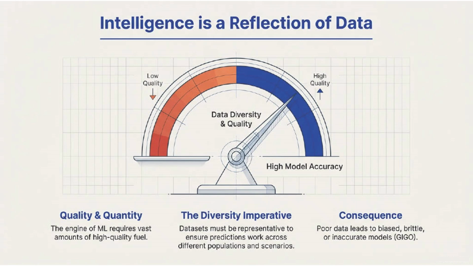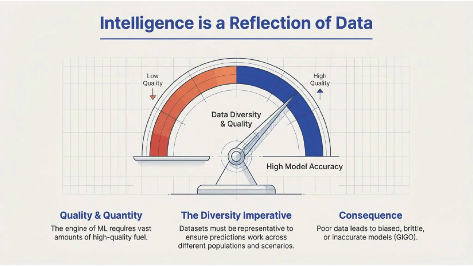Volume helps, but the slide really emphasizes the diversity imperative. The data set must be representative. Representative of what? Of the real-world environment where the model will actually be used. If you train a self-driving car only on sunny days in Arizona and then you drop it into a snowstorm in Minnesota, it's going to fail. It will fail. Not because the car is dumb, but because the data never represented that scenario.